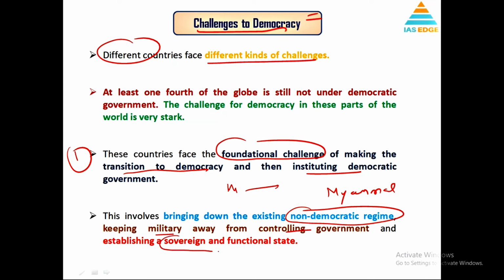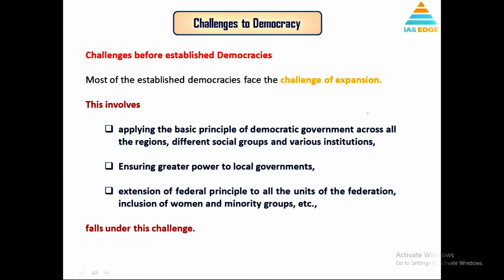For example, a very good example is Myanmar. They are trying to move from a military government to, maybe they are saying democracy is there, but that is not full democracy. But they want the military to keep away from controlling the government, and they want to develop a sovereign and functional state. So many countries are still facing the problem where they want to bring about a transition to democracy, and democratic institutions can be created. Now here, what is there?